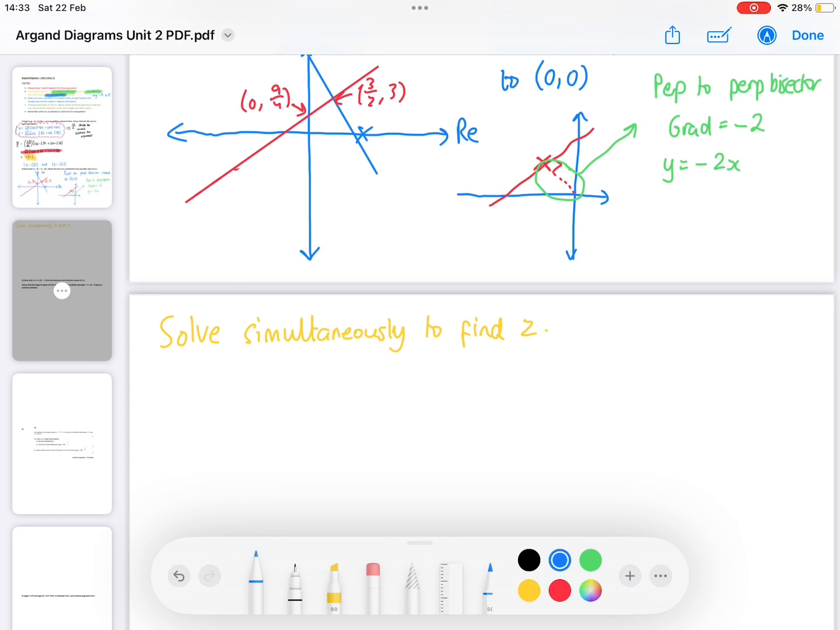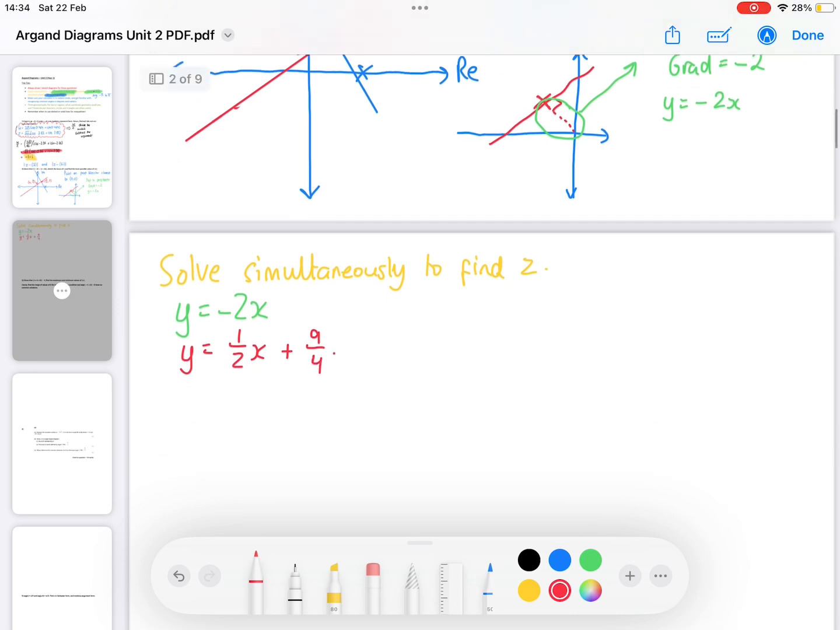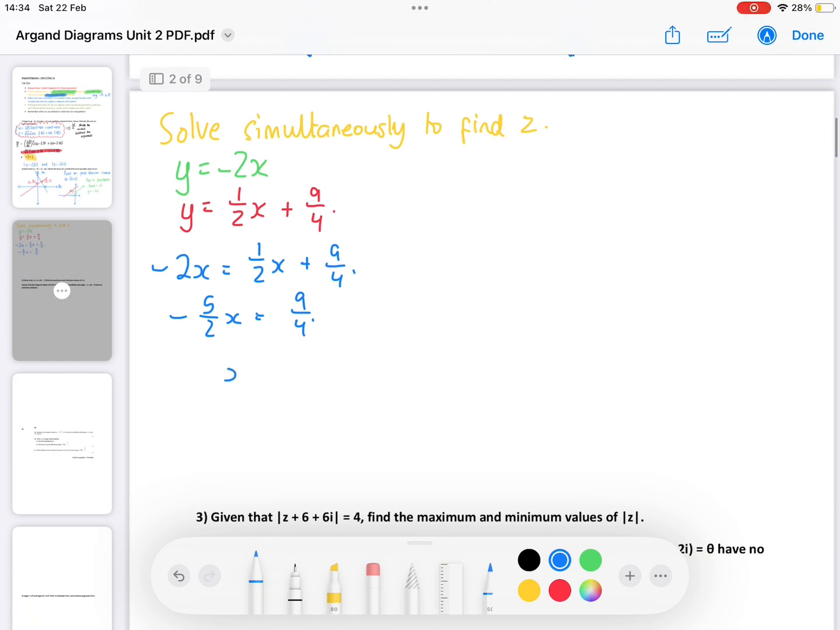So we have y equals -2x, and y equals, what was it, 1/2 x plus 9 over 4. So solving those two simultaneously, we have -2x equals 1/2 x plus 9 over 4, minus 5 over 2 x equals 9 over 4. So x is going to be, and I'll just put this in my calculator so I don't make any silly mistakes, x is going to be minus 9 over 10.